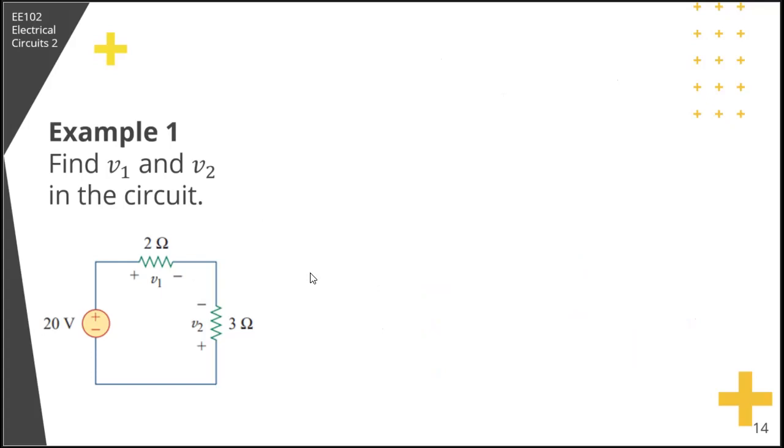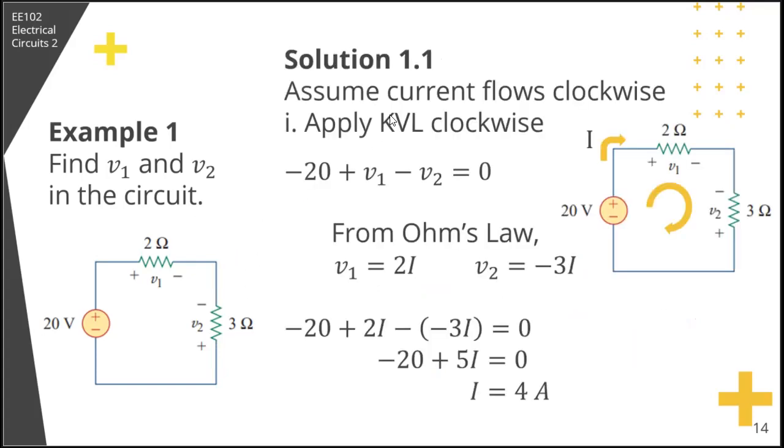Let's have this example. Find V1 and V2 in the circuit. Take note that V1 and V2 are already given, along with their polarity, so we stick to this. Let's assume first that the current flows clockwise, then if we apply KVL clockwise, that would be negative 20 plus V1 minus V2.